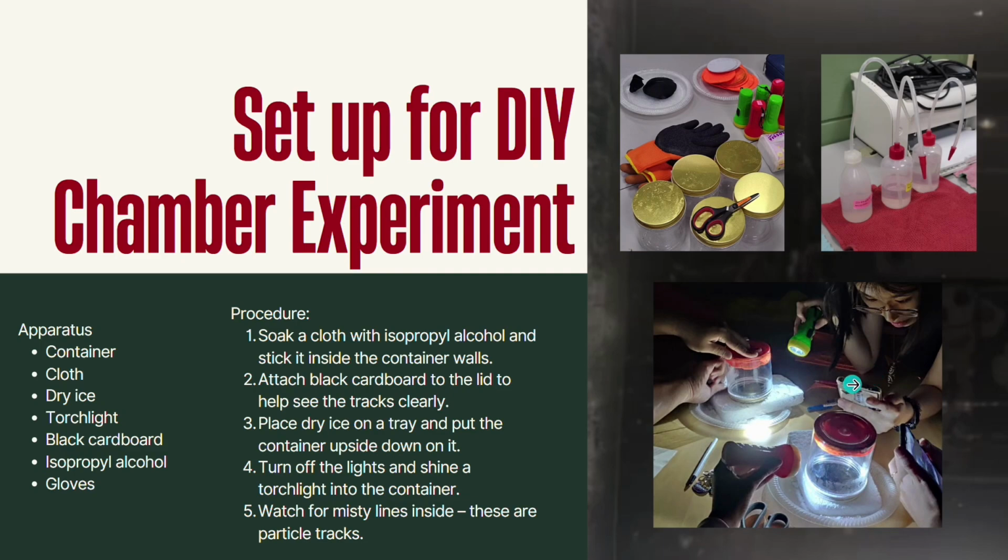So first is to set up the DIY chamber experiment. As you can see in the picture, this is the apparatus that we use: container, cloth, dry ice, torchlight, black cardboard, isopropyl alcohol, and gloves. To make it simple, first we soak the cloth with the alcohol and stick it to the inside wall of the container. Then we place the container upside down over dry ice, as you can see in the picture here. And we also use a black background and torchlight to make the tracks easier to see.